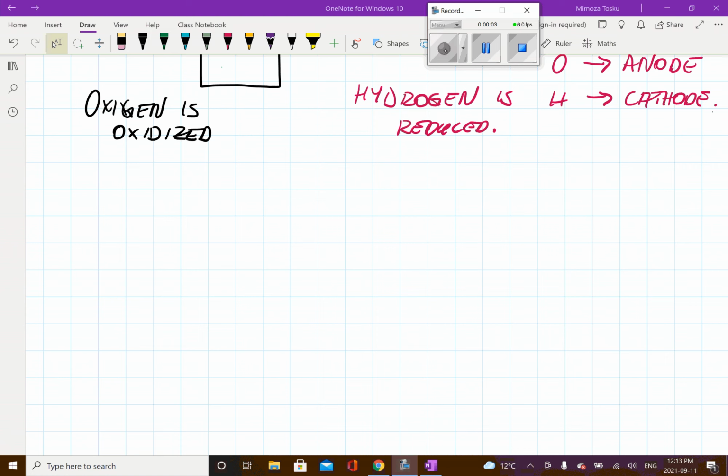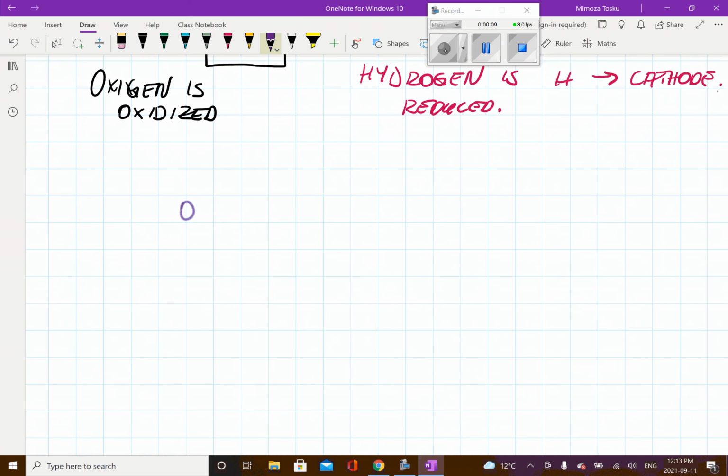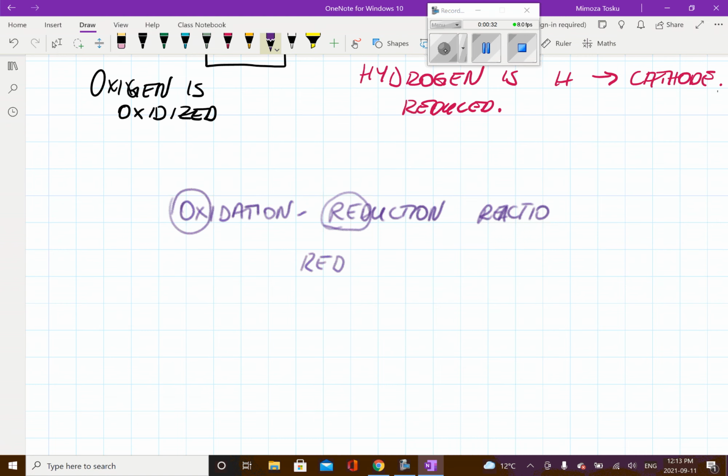Okay, guys, this video is dealing with oxidation and reduction reactions. Oxidation, reduction reactions, which in one word we call redox reactions. So it is taking this part of the word and this part of the word, and it is calling it a redox reaction.